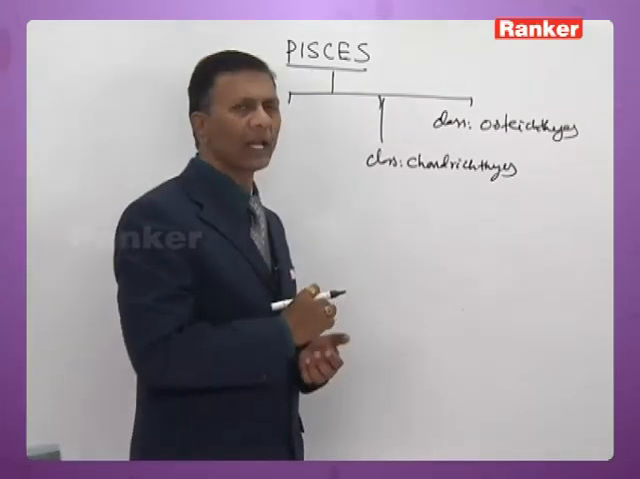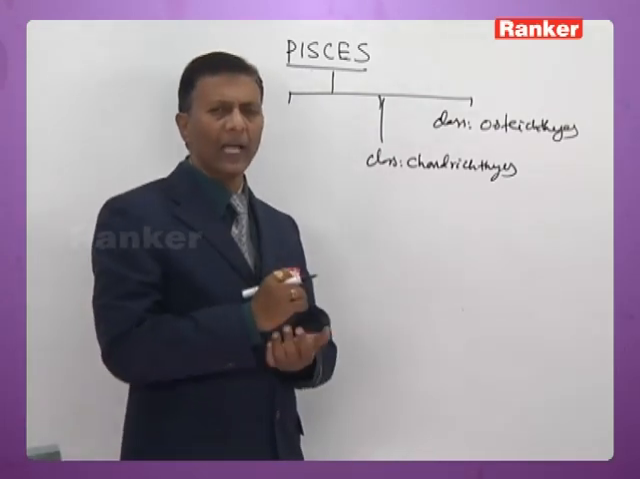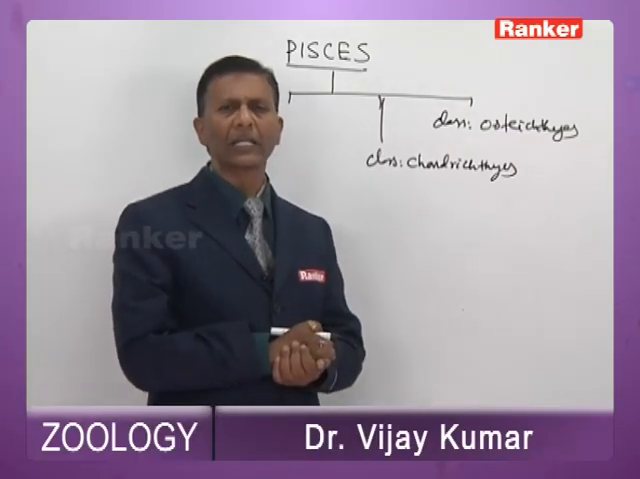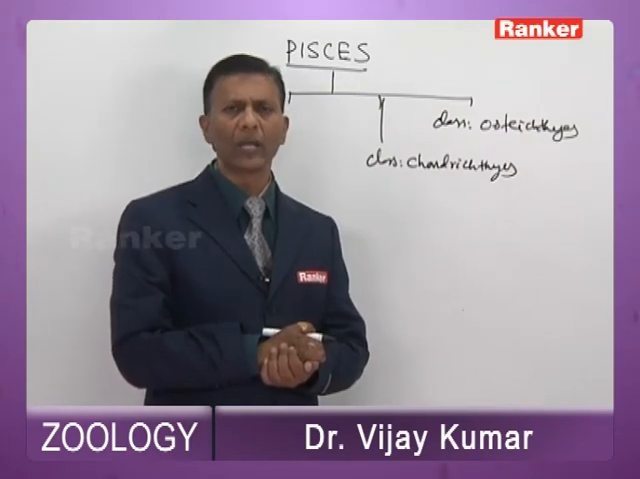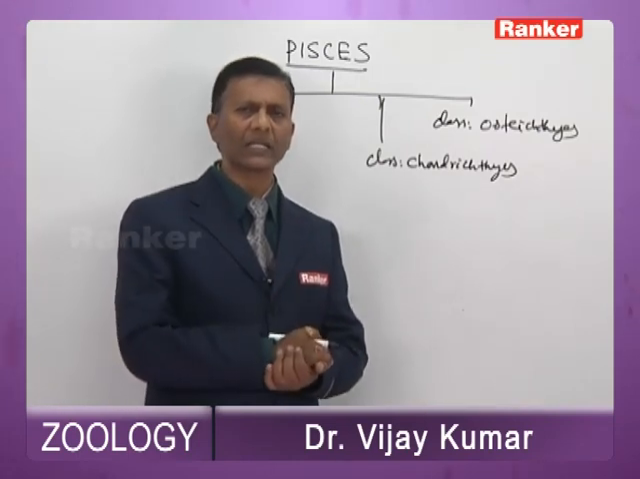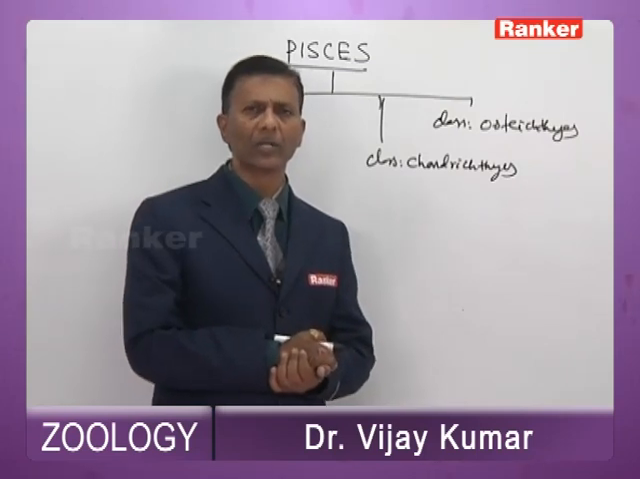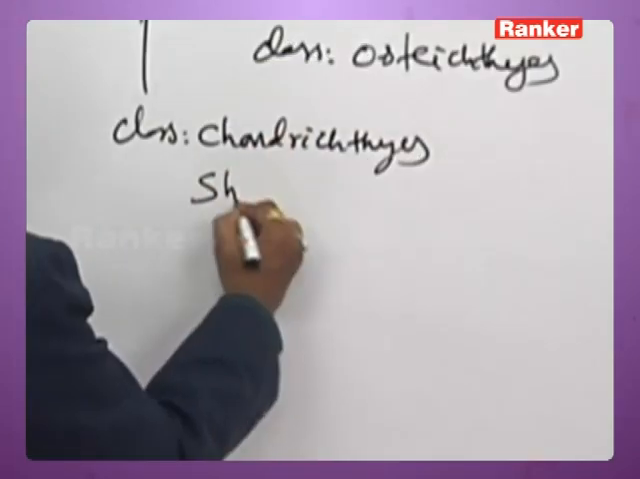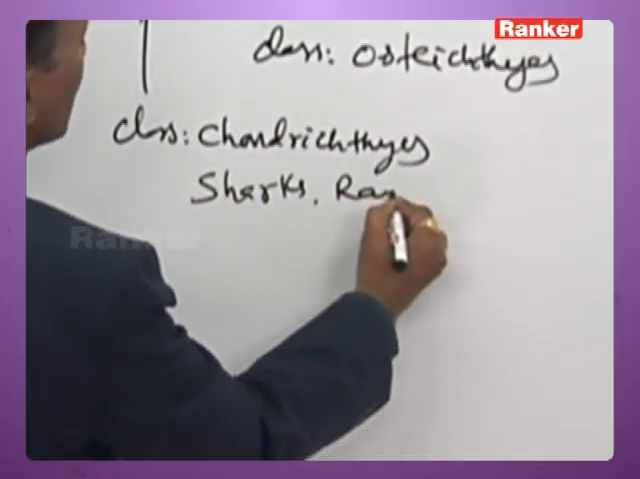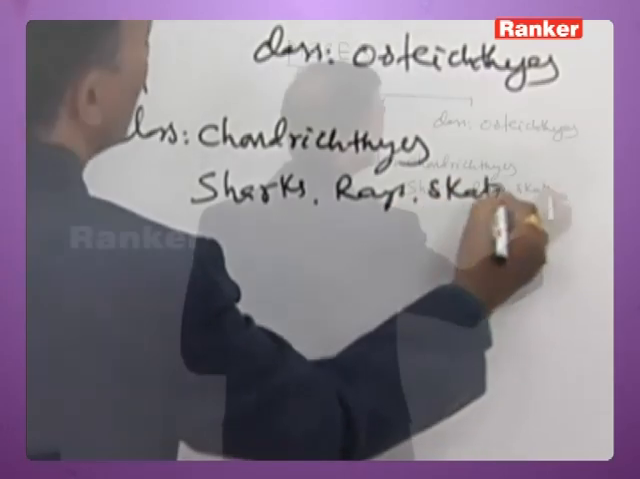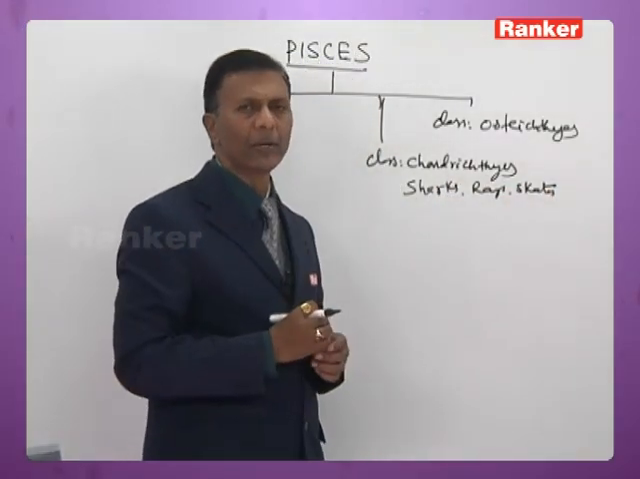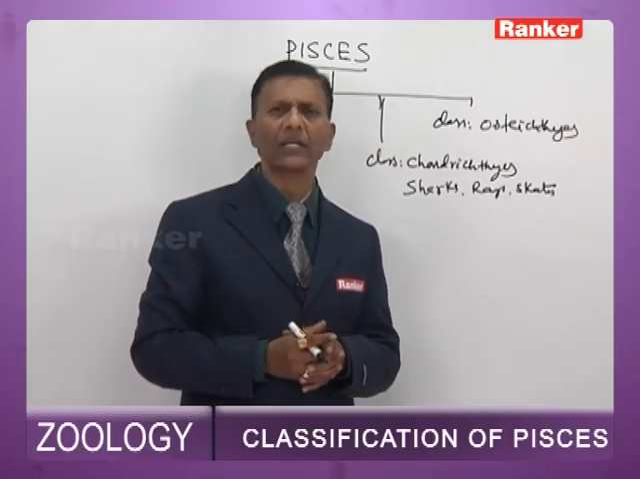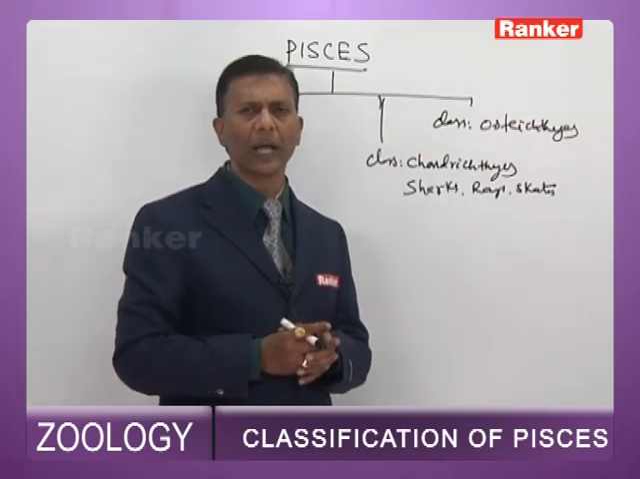Now, class Chondrichthyes includes cartilage fish. We have done at length the general characters of Chondrichthyes also, along with the bony fish. I'll just brush up once again what you had learned in the previous classes. All of them are exclusively marine. It includes three kinds of fish: sharks, rays, and skates. On the basis of morphological features, you can divide them into three types. They have placoid scales as an exoskeleton, which are also called dermal denticles.